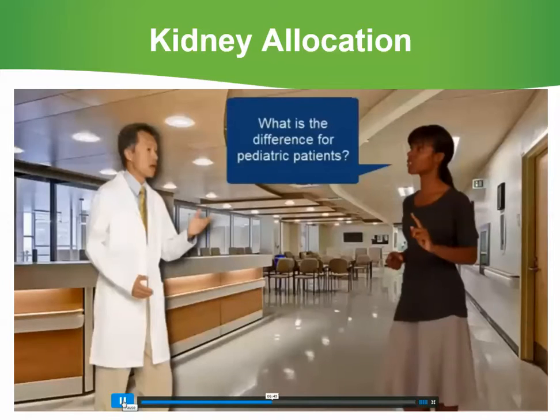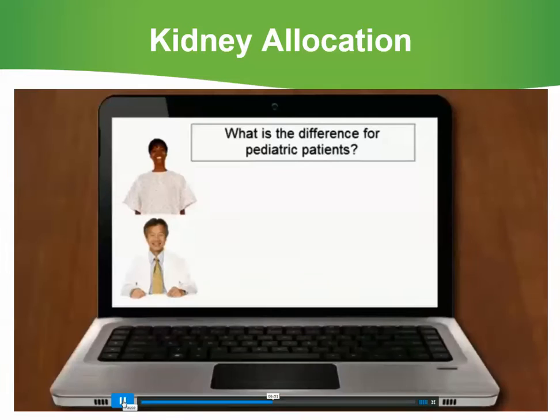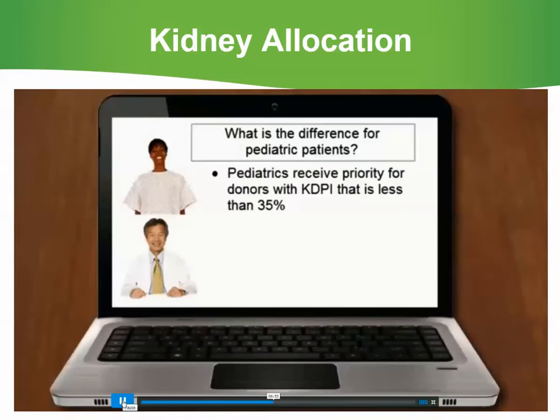What is the difference for pediatric patients? Patients needing a kidney transplant who are less than the age of 18 will maintain their current level of access to kidneys but will receive priority for donors with a KDPI that is less than 35% instead of donors age 35 as in the current system. This priority will continue to be in place even after the pediatric patient turns 18.